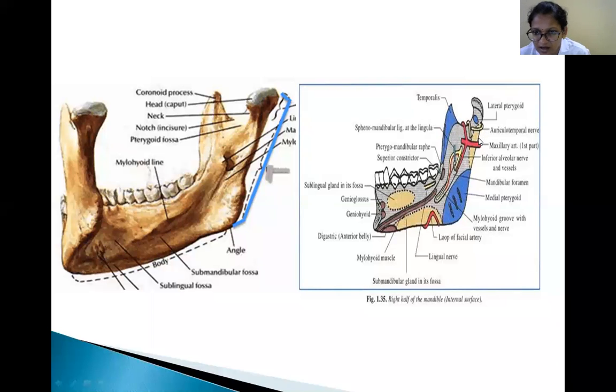The inner surface of the neck will be related with the maxillary artery and auriculotemporal nerve. The medial surface of the neck of the mandible will be related with the auriculotemporal nerve and maxillary artery. This is about the ramus of the mandible.